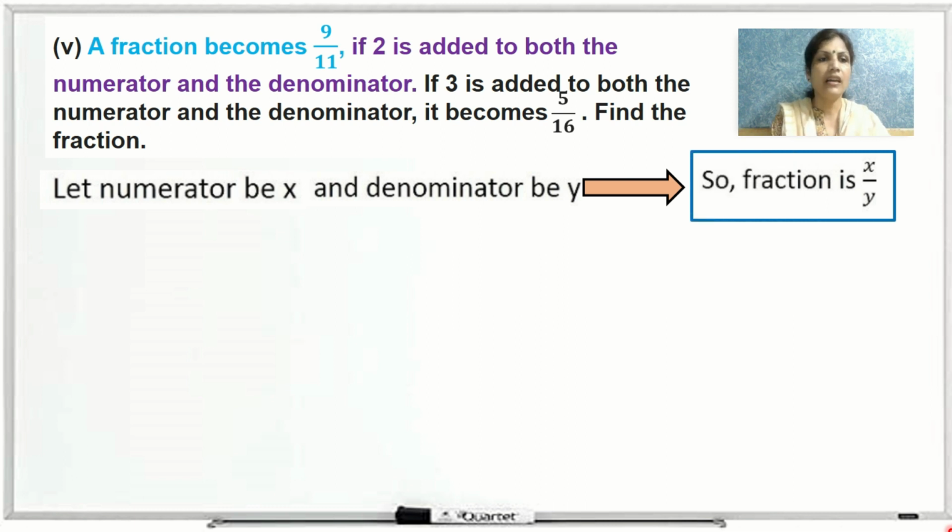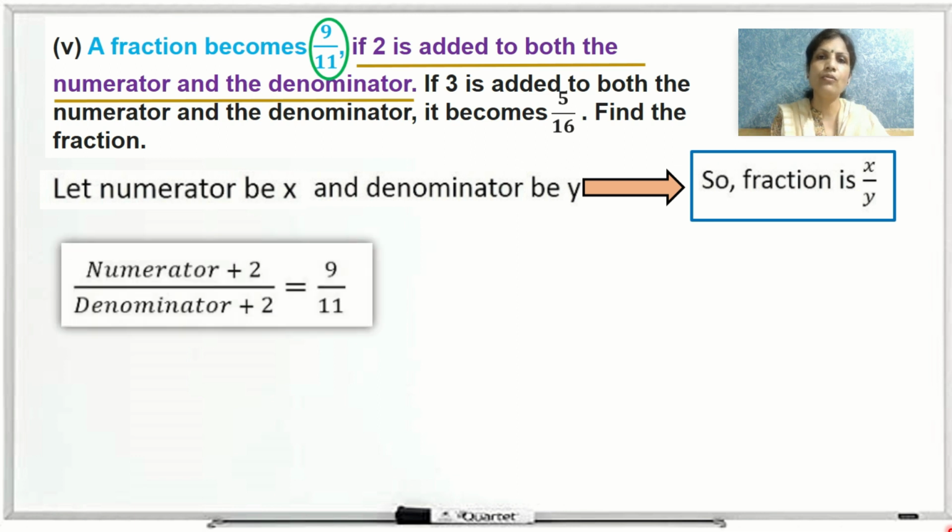Let's understand the conditions now. They said the fraction becomes 9 upon 11 when you add 2 to both the numerator and the denominator. So let's see this. Numerator plus 2, denominator plus 2, that will give us the fraction as 9 upon 11.